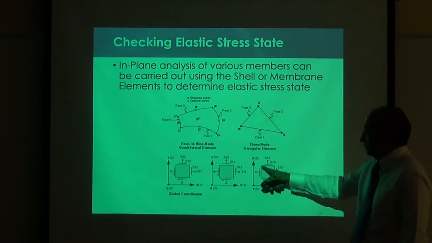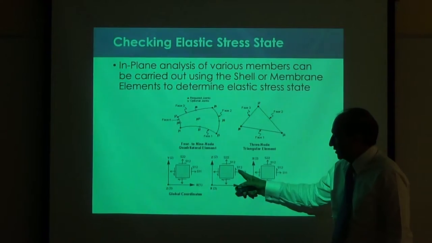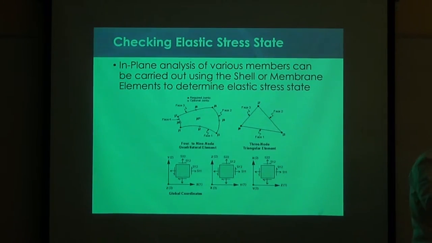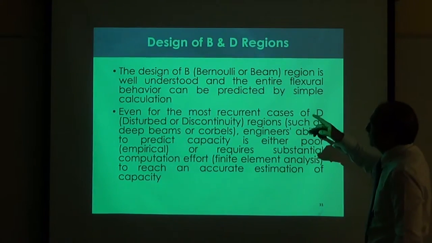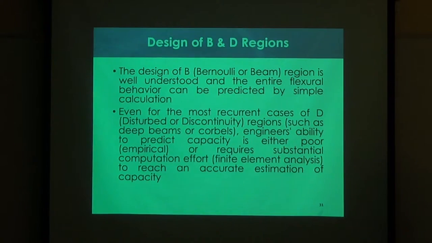So, same idea, take the element, you put the axial stresses, you put the shear stresses, you calculate the principal stresses, and from the principal stresses, you eliminate the ones that have no stress and find the tension and compression, and then you do that. And so we can divide the beam into two regions: B region, where plane sections remain plane, and D region, the disturbed region, where it's not true. For D regions, we use strut and tie.